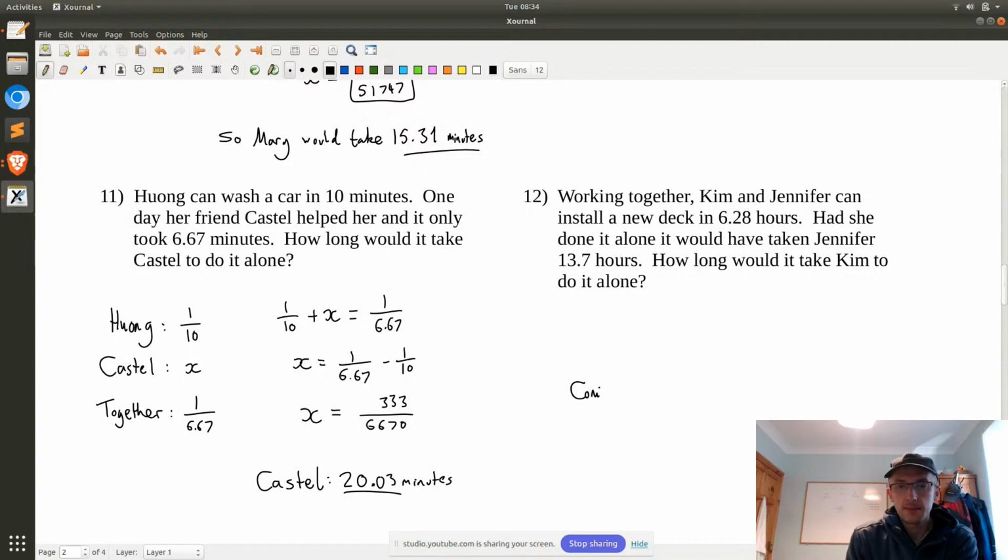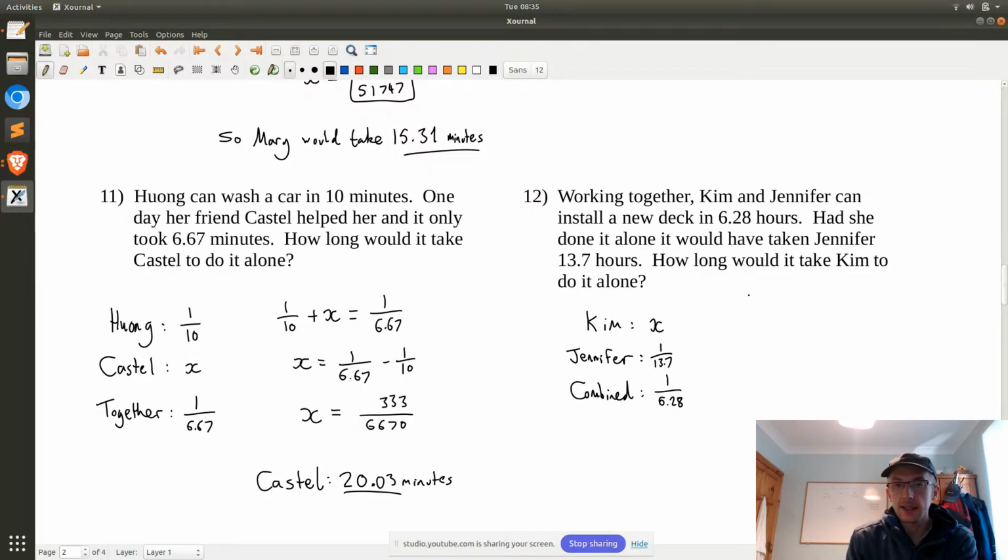Working together, Kim and Jennifer can install a new deck in 6.28 hours. So, straight away, I'm putting 1 over 6.28 here. Had she done it alone, Jennifer would have taken 13.7 hours. So I'm going to write Jennifer, and I'm going to say 1 over 13.7. That's her speed. Kim's speed, I do not know that. So I just write x.